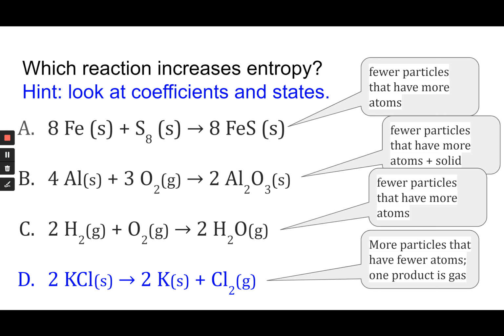We're starting with 2 potassium chlorides, and we're making 3 particles in products, 2 potassium atoms and 1 chlorine molecule. So again, we are reducing the complexity of the particles, but we are making more things. So we are increasing entropy here. I should back up. Just to be clear, we're starting with potassium chloride, which is more complicated than either potassium or chlorine gas. So again, we are making less complicated things from something more complicated, increasing disorder.